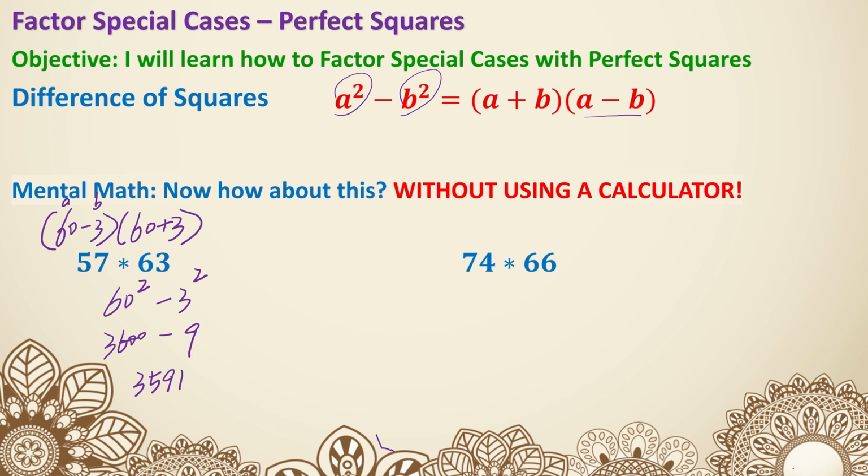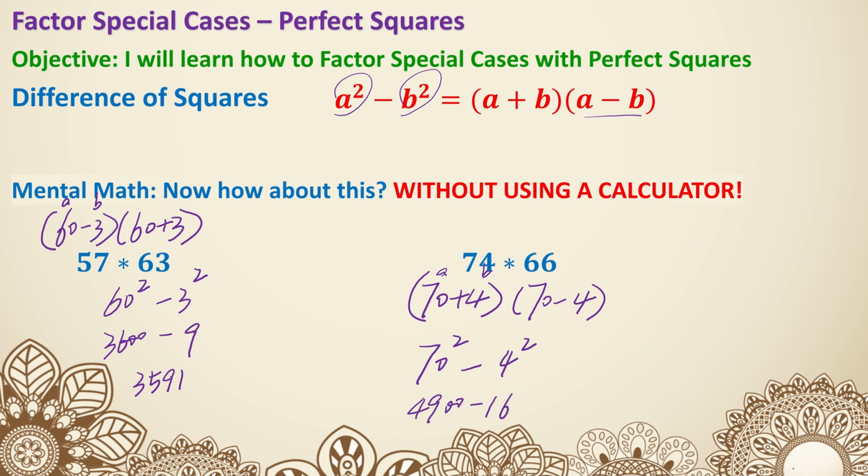Hopefully you have tried. This time, the number in between them is actually a 70. So 70 plus 4 and a 70 minus 4. So we can do 70 squared minus 4 squared, because this means our a is 70, our b is a 4. So it's going to be 4900 subtracting 16, which is 4884.